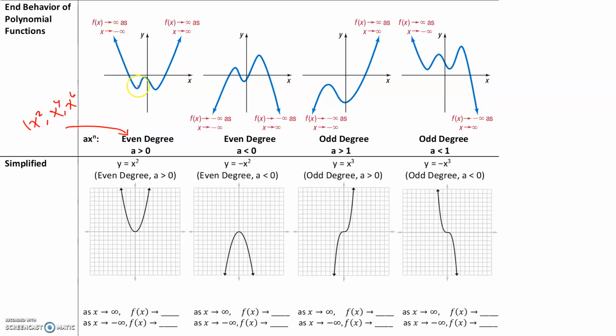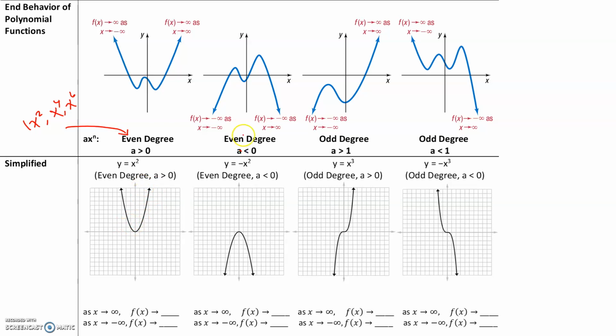the graph might look a little bit different in the middle, but the end behavior is going to be the same. As x approaches infinity, the graph approaches positive infinity, and as x approaches negative infinity, the graph approaches positive infinity. The easiest way I think to remember this is to look at the graph of y equals x squared. This is an even degree, and the leading coefficient is greater than 0, so it's positive. And that graph is going to look like this. So it's going to approach positive infinity as x approaches infinity and negative infinity.